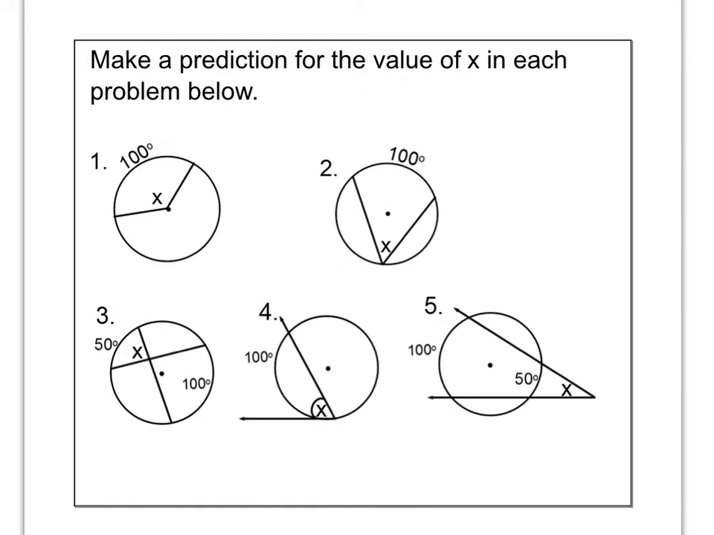Today we are going to do Unit 7, Lesson 6, but before we get started, I want you to take a look at numbers 1 through 5 and make a prediction for the value of x in each of them. So pause the video, write down your guesses. You're just guessing. Some of them you might know, some of them you might guess, but write down what you think those values would be, and then at the end of the lesson, I'll show you what they are, and you can see if you got them right.